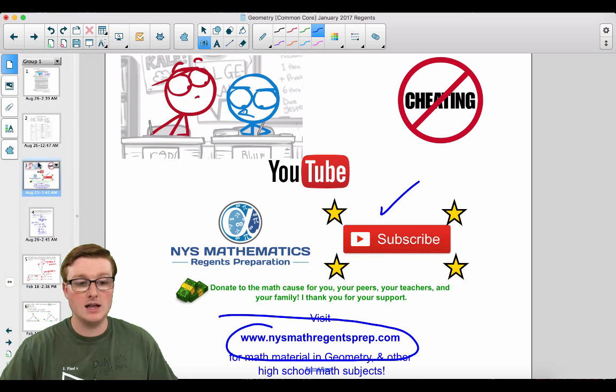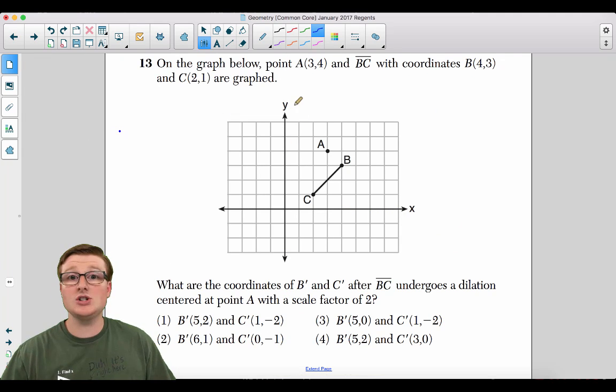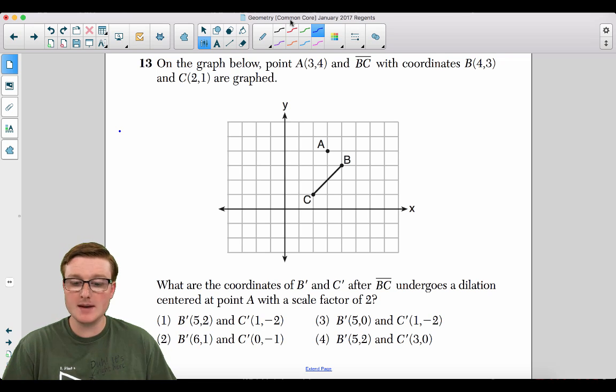Without further ado, let's get started on question number 13. All right, question 13 says, on the graph below, point A, which is (3, 4), and B and C, with coordinates (4, 3) and (2, 1), are graphed. What are the coordinates of B prime and C prime after line segment BC undergoes a dilation centered at point A with a scale factor of 2?